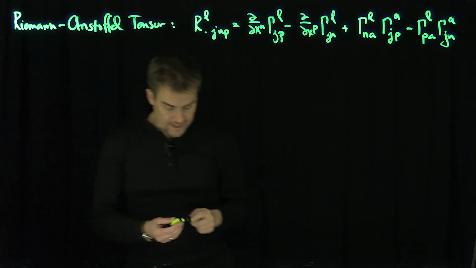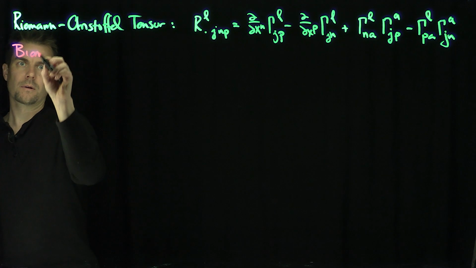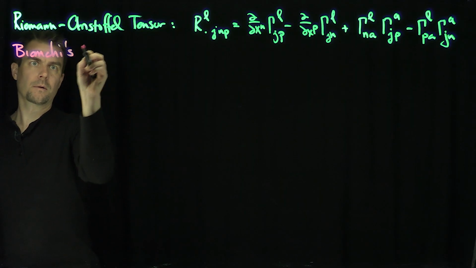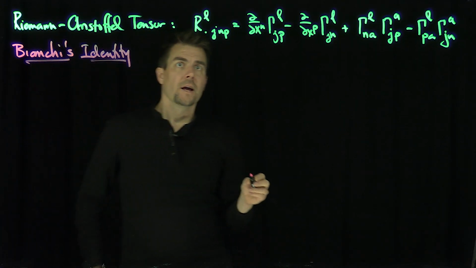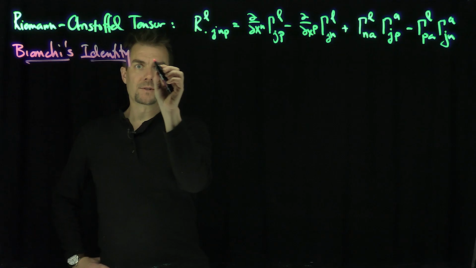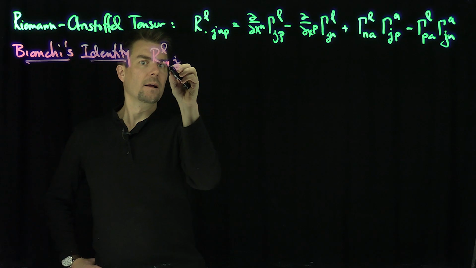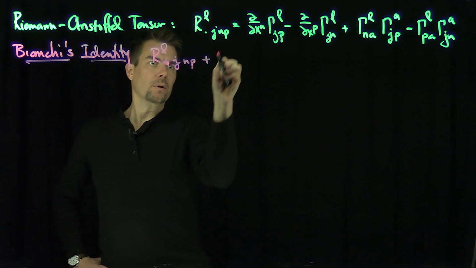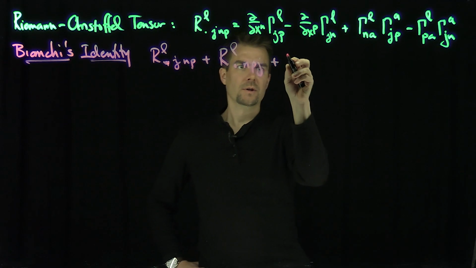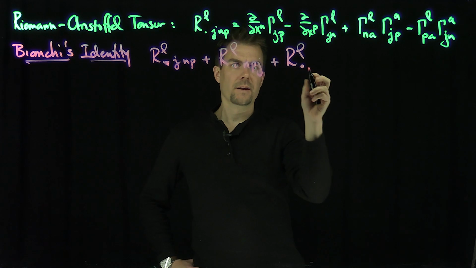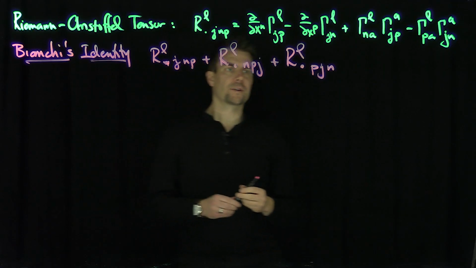And so the first Bianchi identity states the following. So this is Bianchi's identity for the algebraic version. There's also a differential version. It states that if I cyclically permute the bottom indices, I get 0 when I add them up. R^L_{JNP} plus R^L_{NPJ} plus R^L_{PJN}, like that. Okay? Great. So let's write these things out.